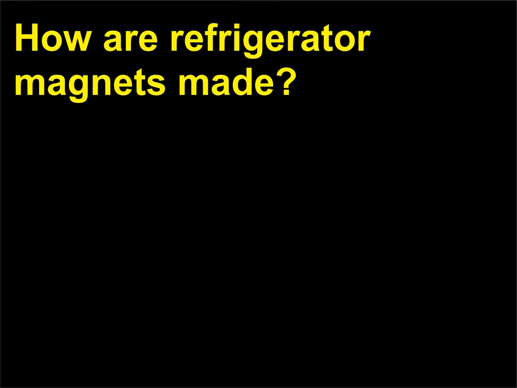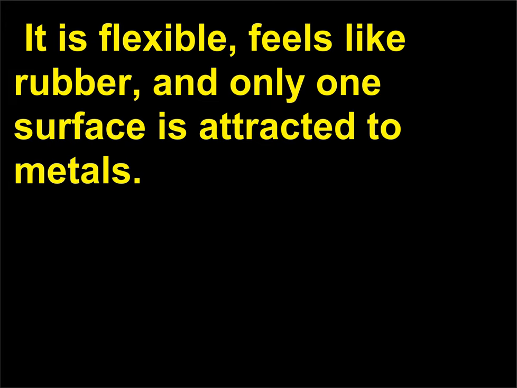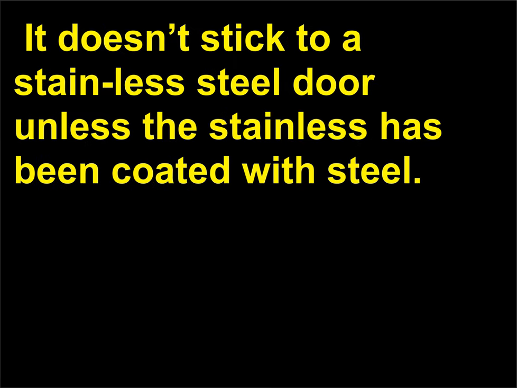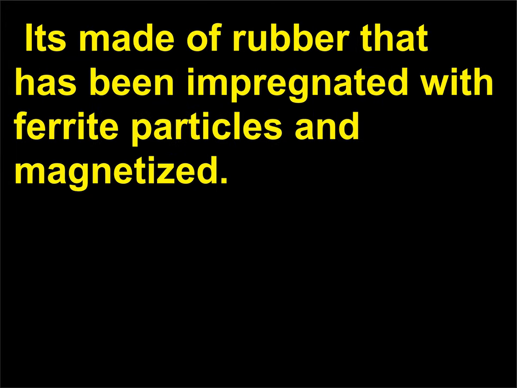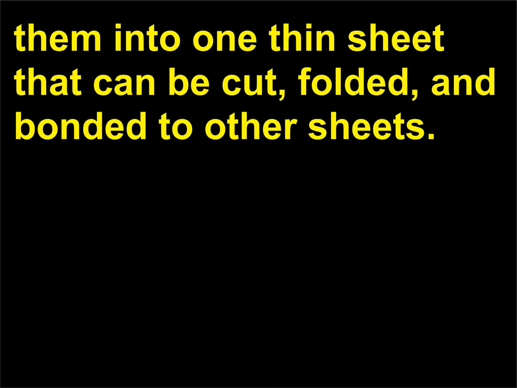How are refrigerator magnets made? Examine a refrigerator magnet. It is flexible, feels like rubber, and only one surface is attracted to metals. It doesn't stick to a stainless steel door unless the stainless has been coated with steel. It's made of rubber that has been impregnated with ferrite particles and magnetized. Small pieces, each a dipole, are then pressed together under heat to bond them into one thin sheet that can be cut, folded, and bonded to other sheets.